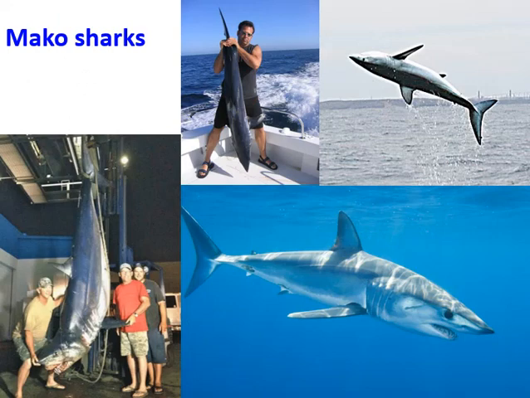Mako shark is a big game fish. People love to catch mako sharks. They kill mako sharks. They eat mako sharks. They put on this aerial display. They jump out of the water. Very powerful. And so they're highly sought after. Very, very fast is the mako shark.